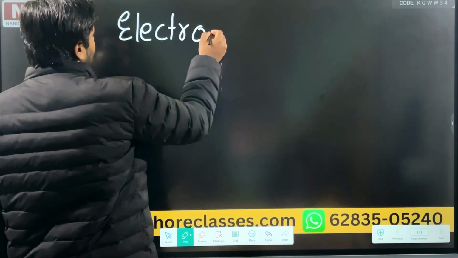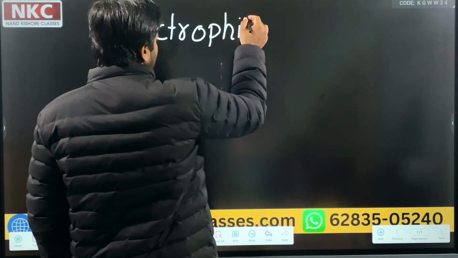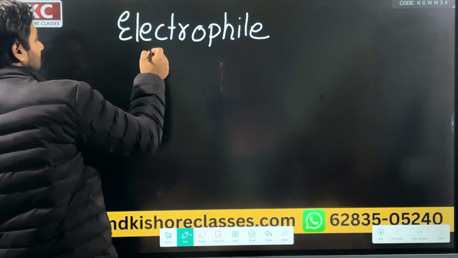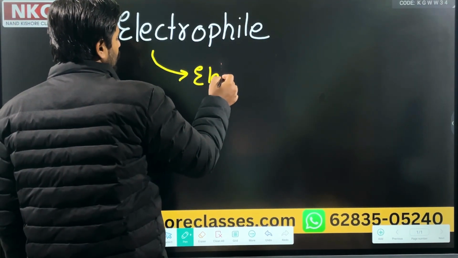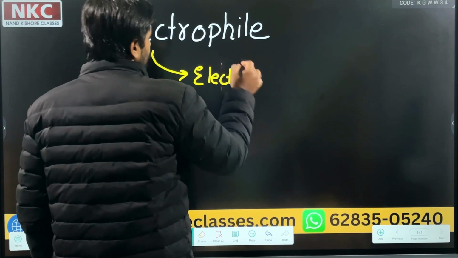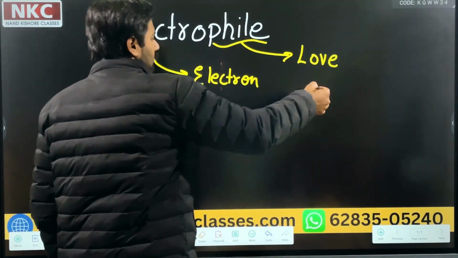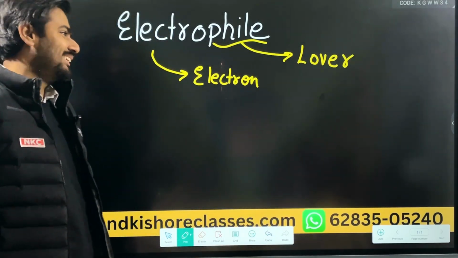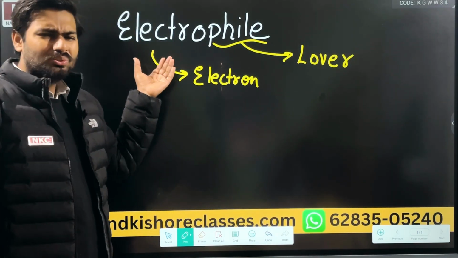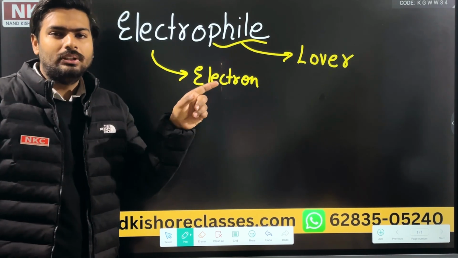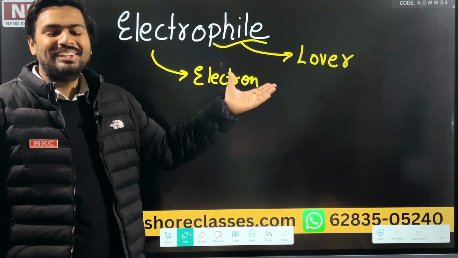So what is an electrophile? See, students, electro means electron, and phile means love, or lover you can say. So whatever thing is an electrophile, it will be loving electrons.